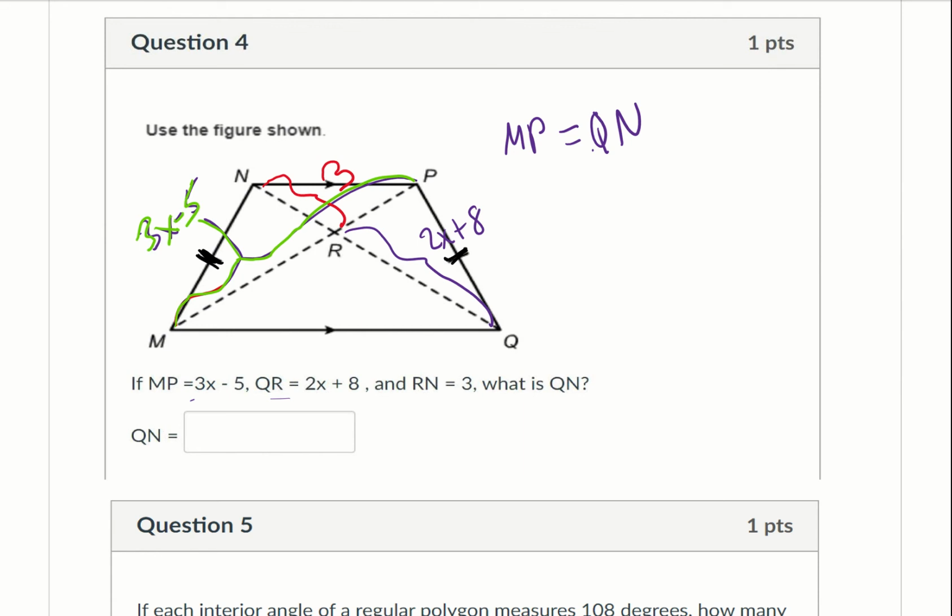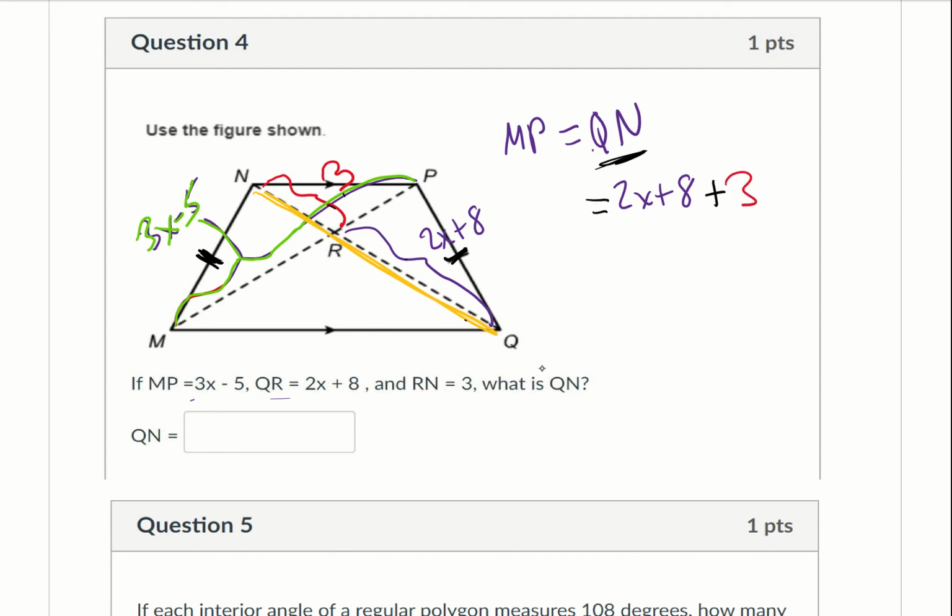Okay, so we got those numbers, or variables, or expressions. And what we want to do is find QN. So QN is, well, it's this whole thing. That's QN. But we know that QN is the sum of 2x plus 8 and 3. So if we add the purple and the red, that gives us QN, right? So we're going to say, okay, well, QN is 2x plus 8, plus 3.